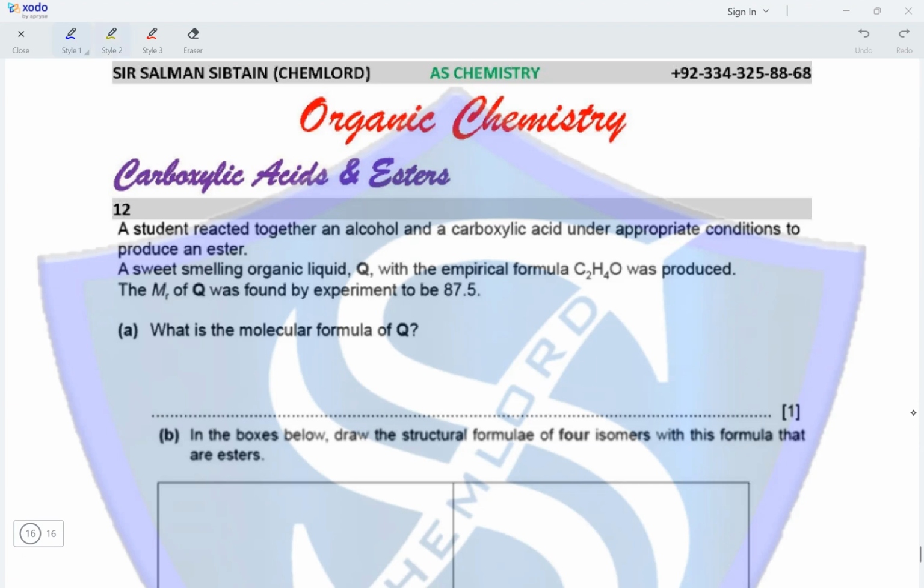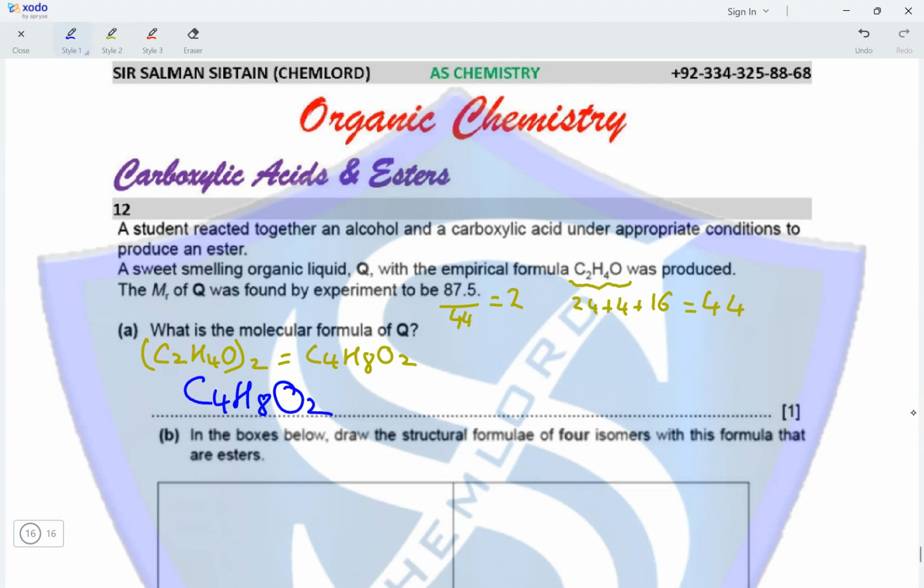So, in order to calculate the molecular formula of Q, we need to find out the empirical formula mass. So that would be 24 plus 4 plus 16, which is equal to 44. And then when we divide 87.5 by 44, we end up with a value of 2. So C2H4O multiplied by 2 gives us a formula of C4H8O2. So the molecular formula of Q is C4H8O2.